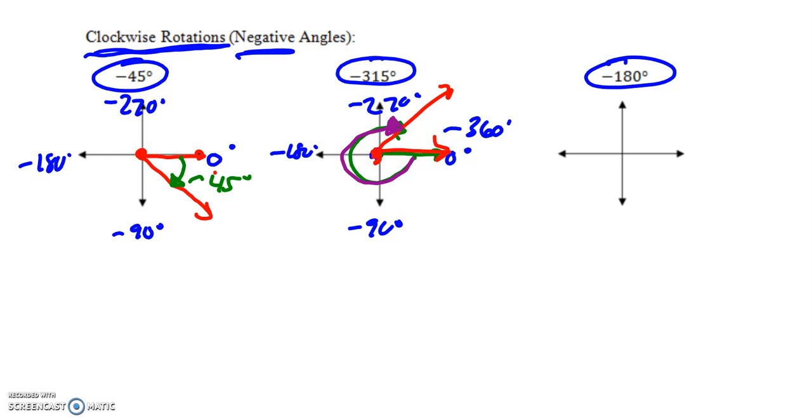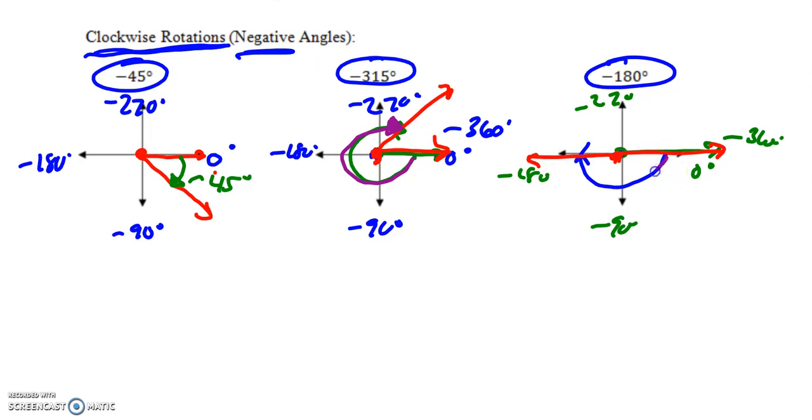Last but not least, negative 180 degrees. If you're going to draw your vertex, initial side, label 0 degrees, negative 90, negative 180, negative 270, and then negative 360, I would say that you are rotating negative 90 degrees and then landing directly on negative 180 degrees. So your angle this time is going to start here and end here. So this is your angle of rotation, counterclockwise.